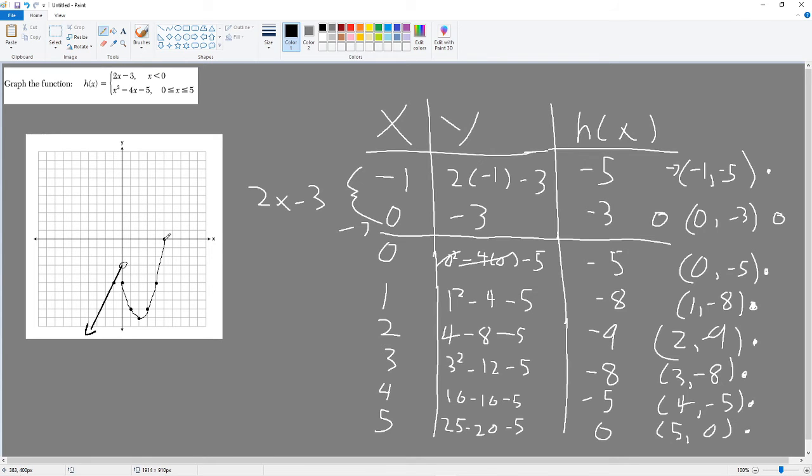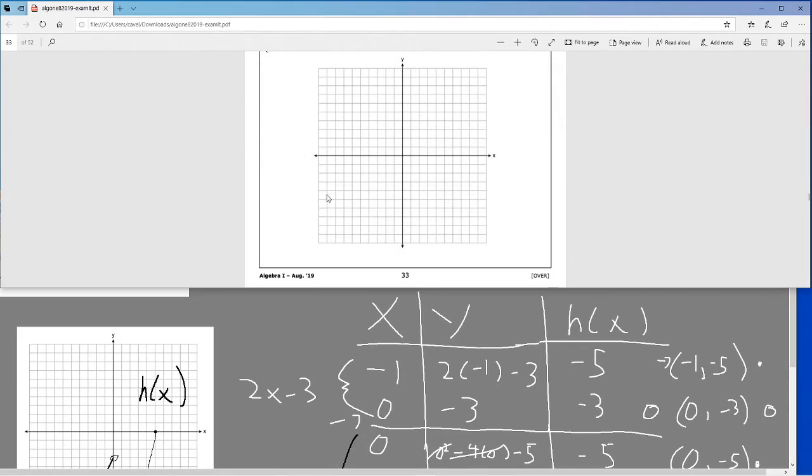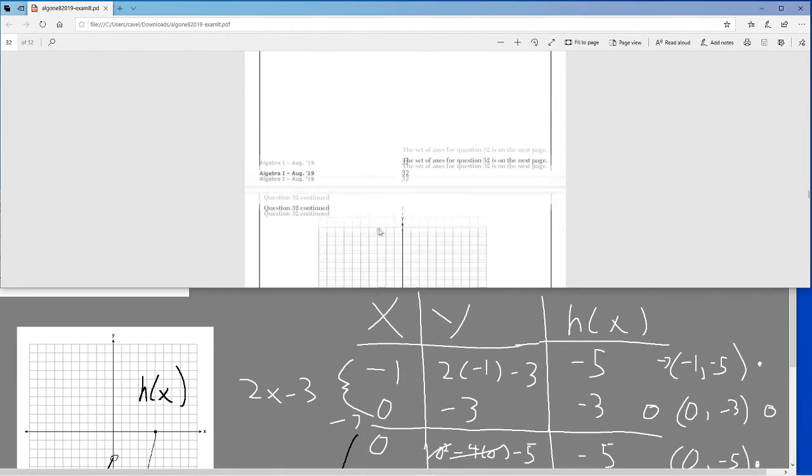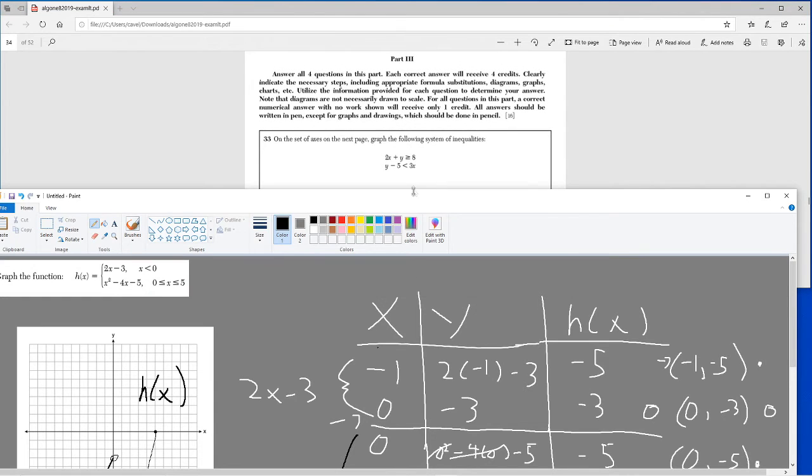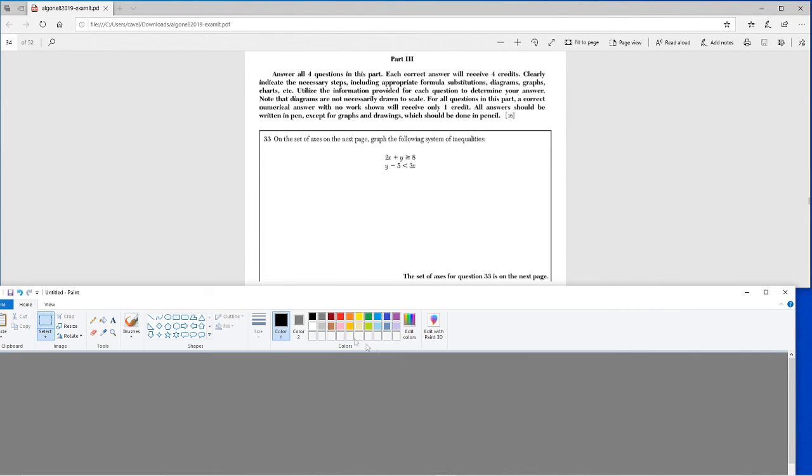Because this is where x is equal to 5, right? 1, 2, 3, 4, 5. Okay, so this is h of x. Let me show you guys what I mean. This is the x squared minus 4x minus 5 part. All right, so that's for number 32. Okay, let's see what the next question is.